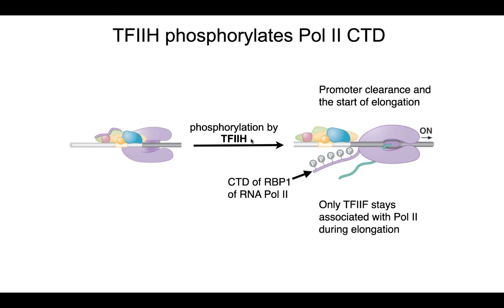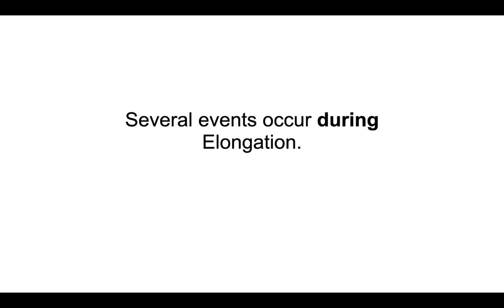TFIIH phosphorylates that carboxyl terminal domain of RBP1. And so look at all that phosphorylation on that carboxy terminal domain, and that now inhibits any interaction with the general transcription factors, and that allows the RNA polymerase to finally clear the promoter and begin elongation. The only thing that sticks with it is TFIIF, which stays associated all the way through elongation.